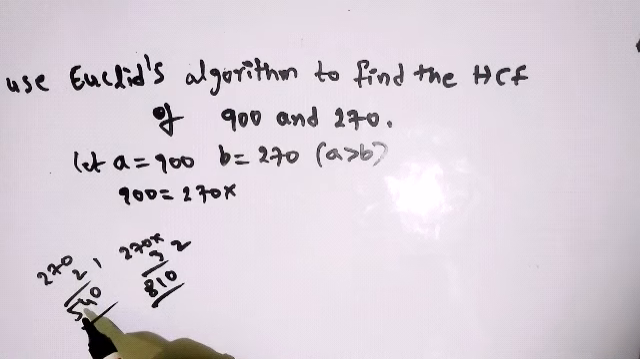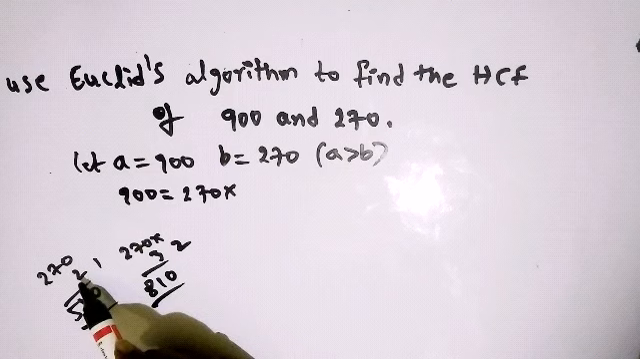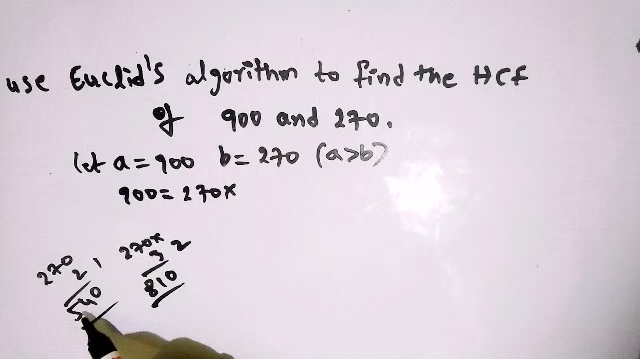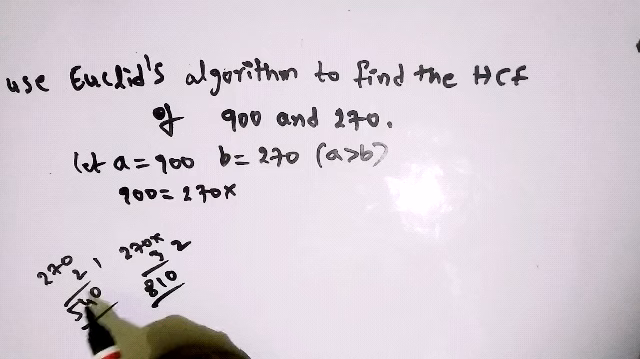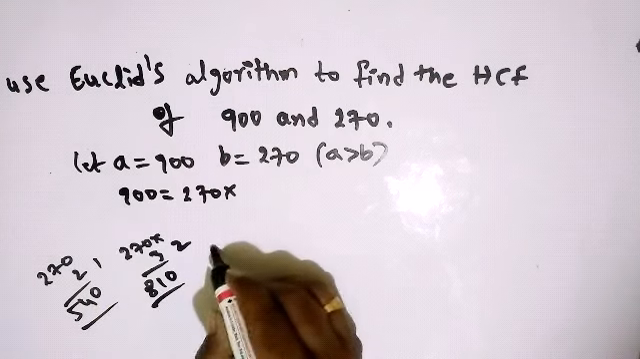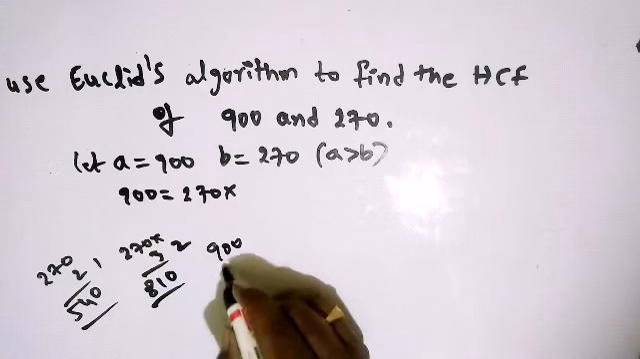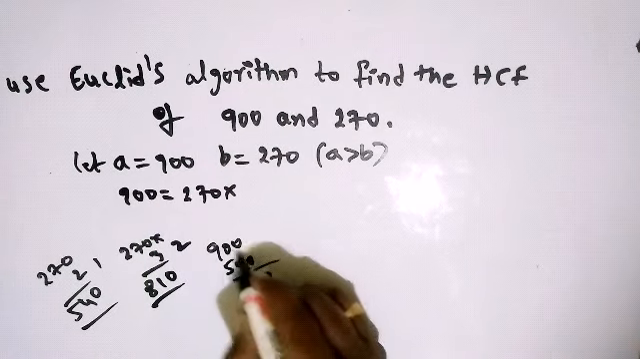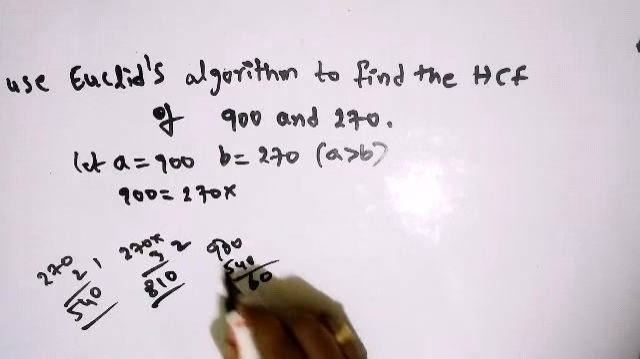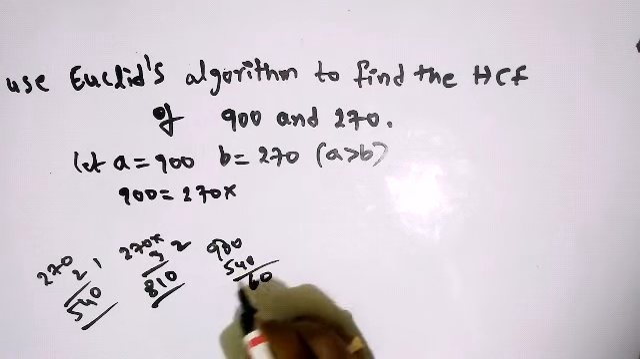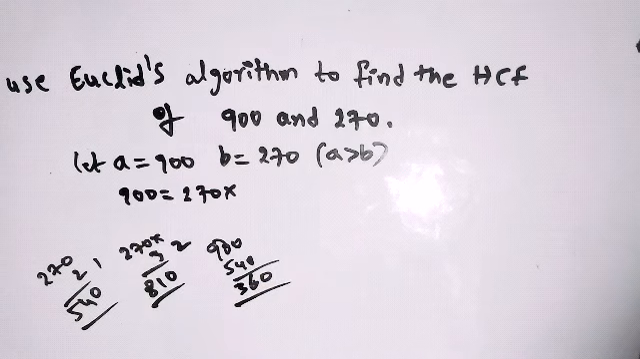So you may get a doubt: why can't we take 2? In 270 twice we get 540. So why can't we take this? Let me see why not. If you take 270 twice, we get 540. What would be the remainder? The remainder is 900 minus 540. If you subtract it, we get 360.